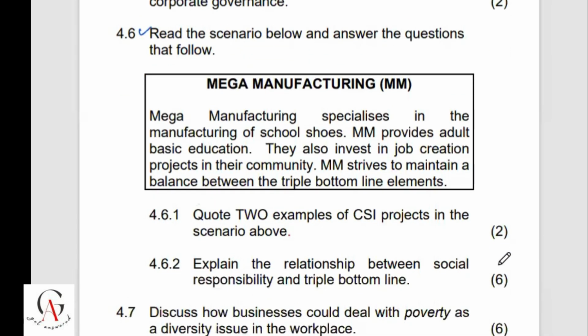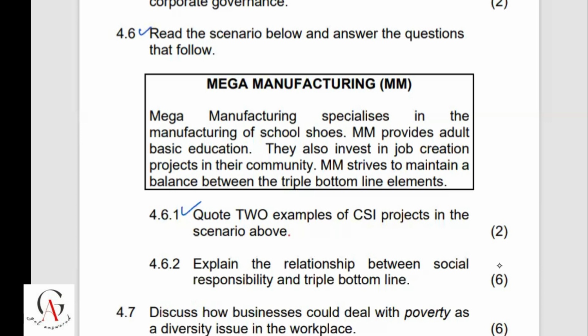Read the scenario below and answer the questions that follow. Mega Manufacturers, MM Manufacturers, specializes in the manufacturing of school shoes. MM provides adult basic education. They also invest in job creation projects in their community. MM strives to maintain a balance between the triple bottom line elements. So now our 4.6.1 reads as follows. Quote 2 examples of corporate social investment projects in the scenario above.